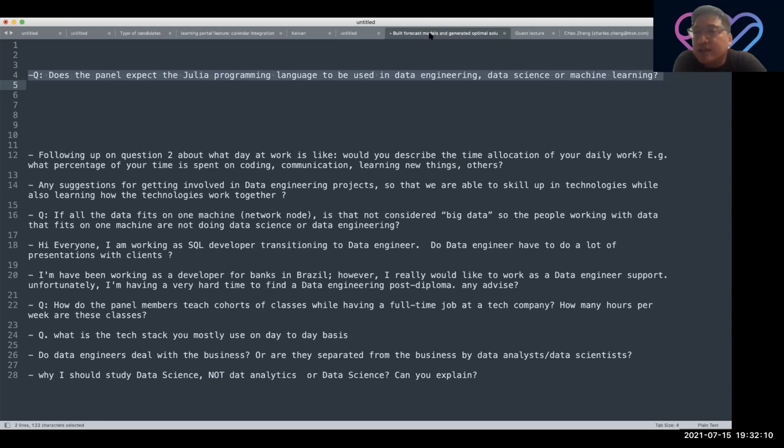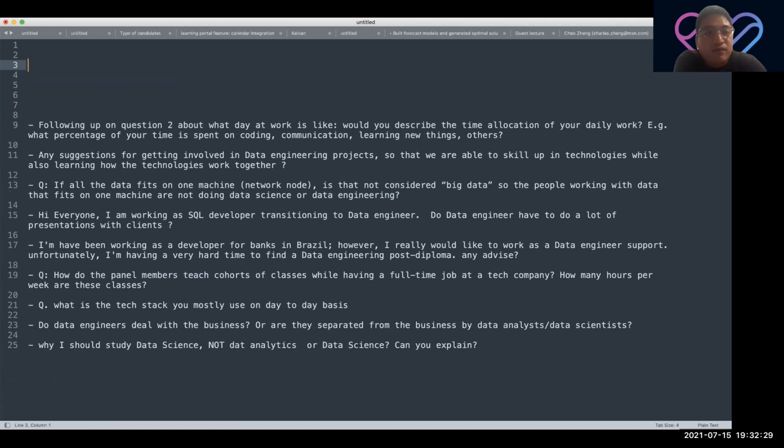Not saying that it's the superior language. Julia became popular, one reason is its performance is better. But for some programming language to win the market, there are many different factors. But I haven't really seen Julia in the data engineering space yet.